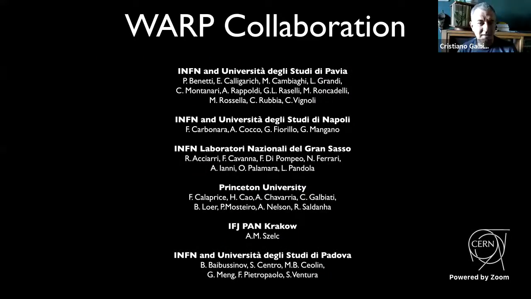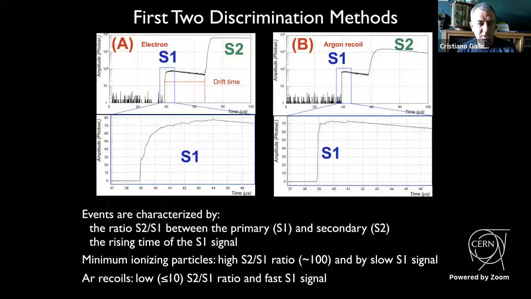So this is a slide with the original WARP collaboration. You see here this beautiful fact of nature for the argon-based events. On the left-hand side, you see the typical trace of an electron when you take the integral of the light. You see the very high ratio of S2 over S1. Compare it with what happens on the right. The ratio of S2 over S1 is reduced. It's only a factor of 10 in terms of light.